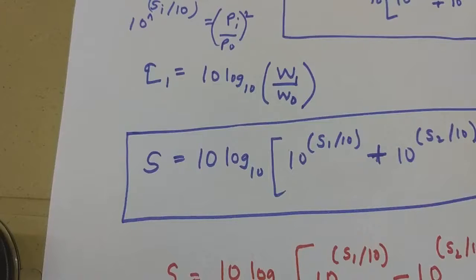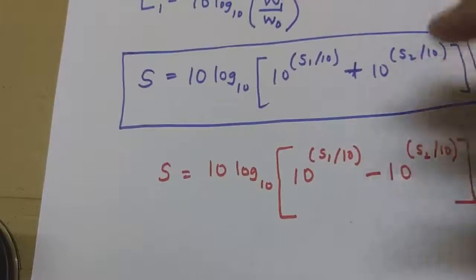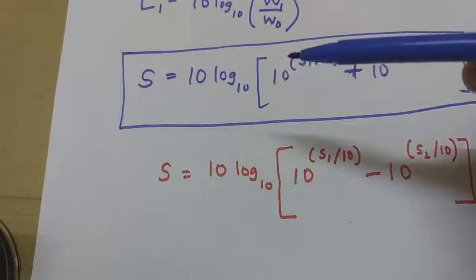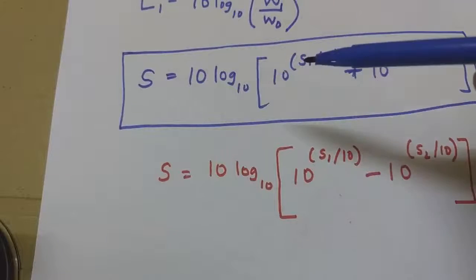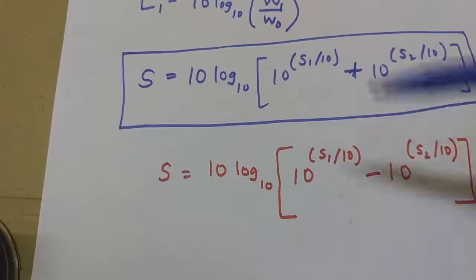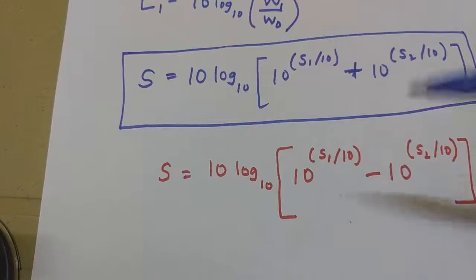Hello everybody. In the previous couple of videos we derived the equation for logarithmic addition and logarithmic subtraction, and we arrived at this expression. It's a common expression where you take the logarithm of the pressure terms, which are in the sound pressure levels, and you have a plus-minus symbol where plus denotes you're adding the logarithmic value and the negative sign denotes you're subtracting it.